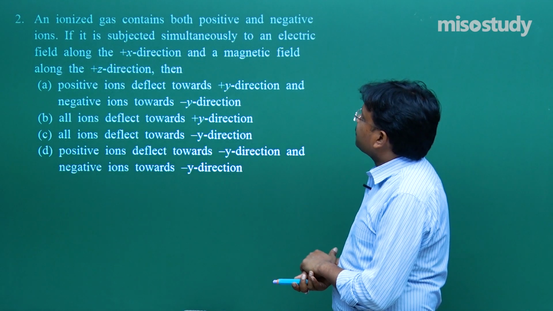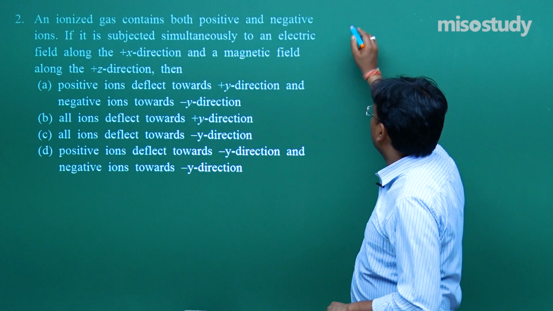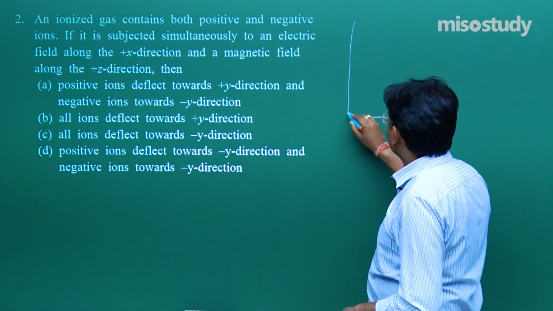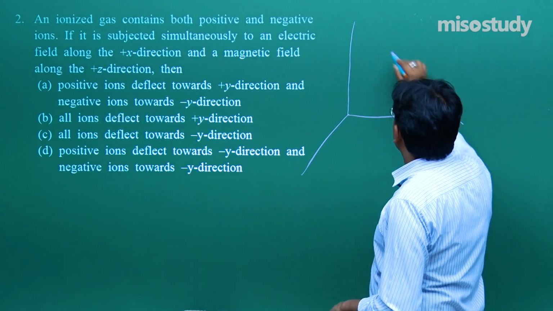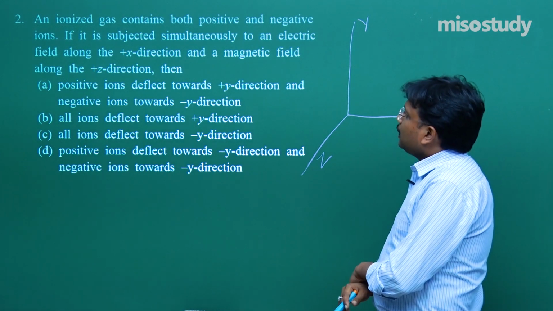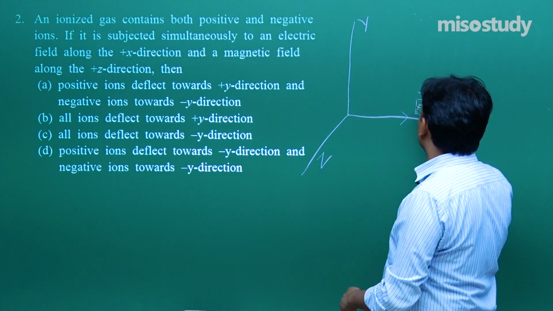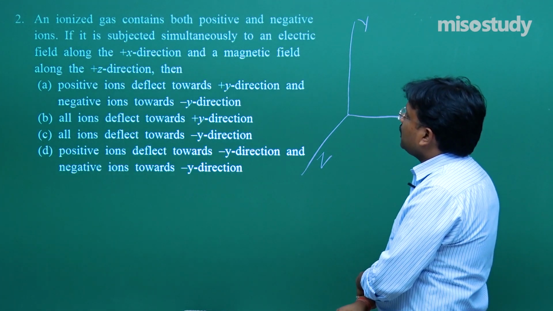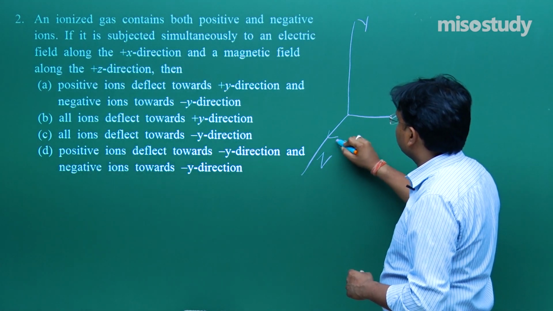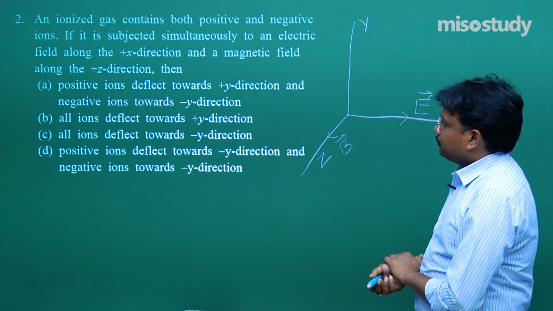If it is subjected simultaneously to an electric field along positive x direction, okay, so let me first show you the direction. This is x, this is y, this is z. Now, electric field along positive x direction, it means this is the electric field, and magnetic field along positive z direction, so the magnetic field is this. Both are perpendicular to each other.